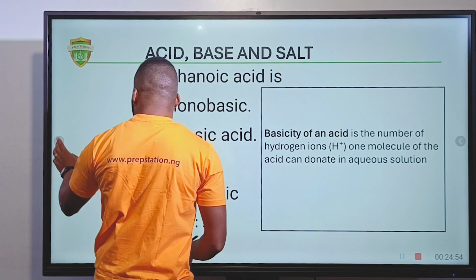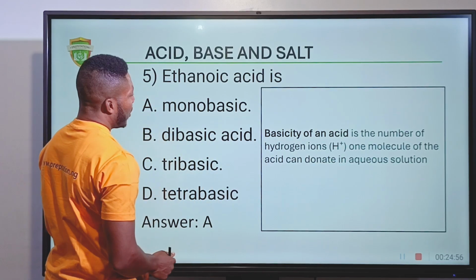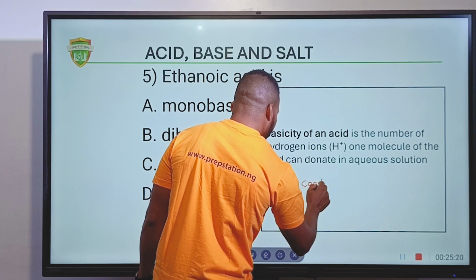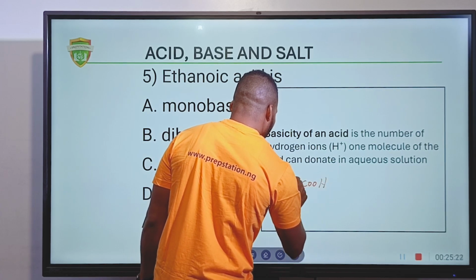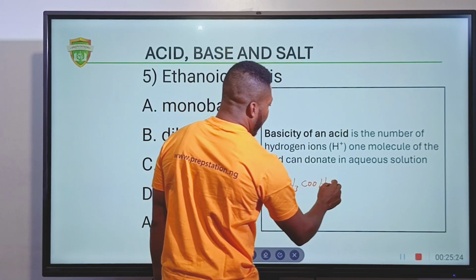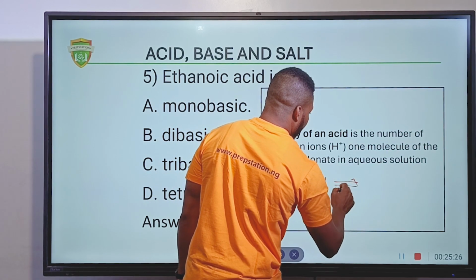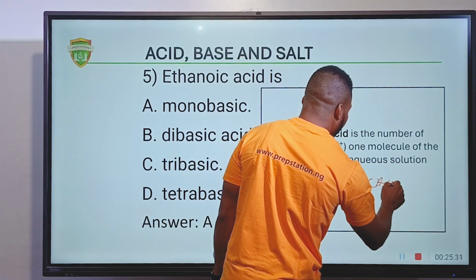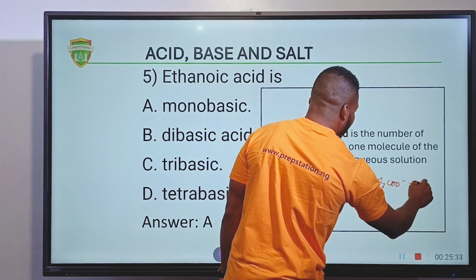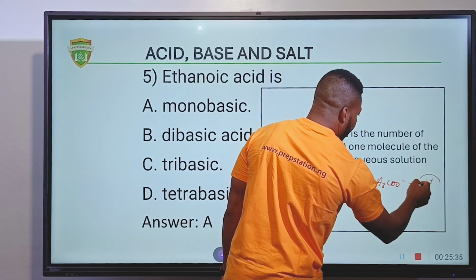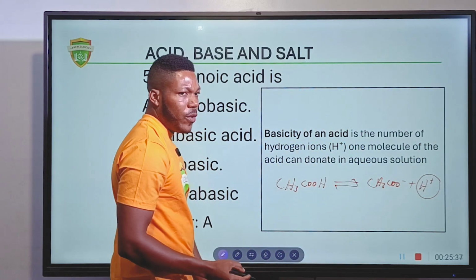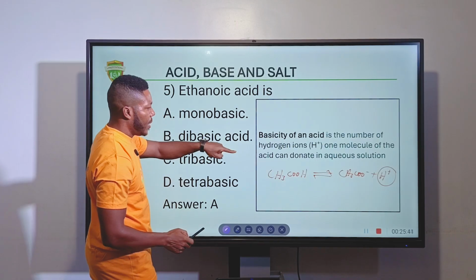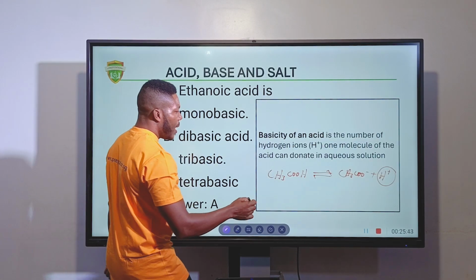So now, what is the formula for ethanoic acid? CH3COOH. It contains 2 carbon atoms. So when this compound dissociates in water, it is going to release just 1 hydrogen atom, plus H+. So this is what makes it an acid. If it releases 1 hydrogen ion, that is called monobasic. That means that something else can come here.